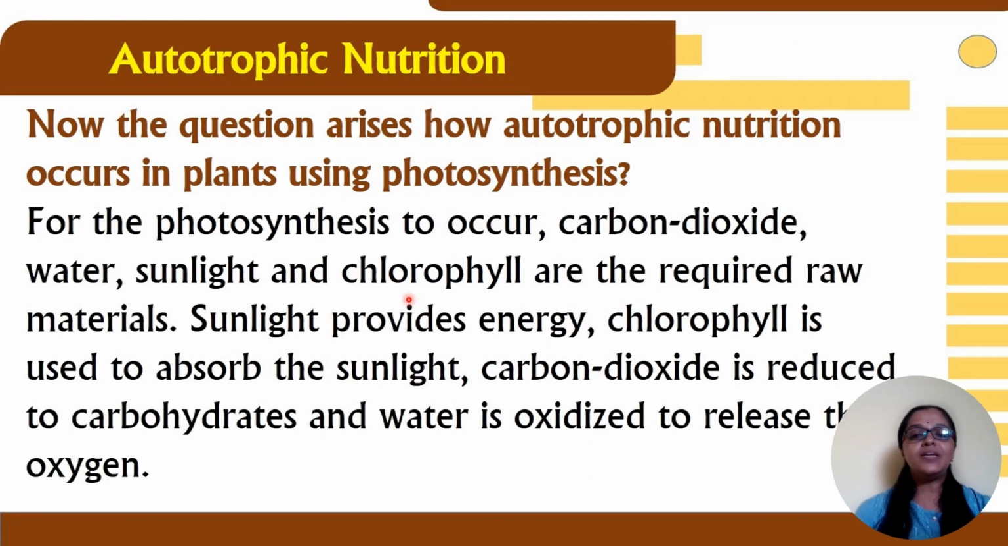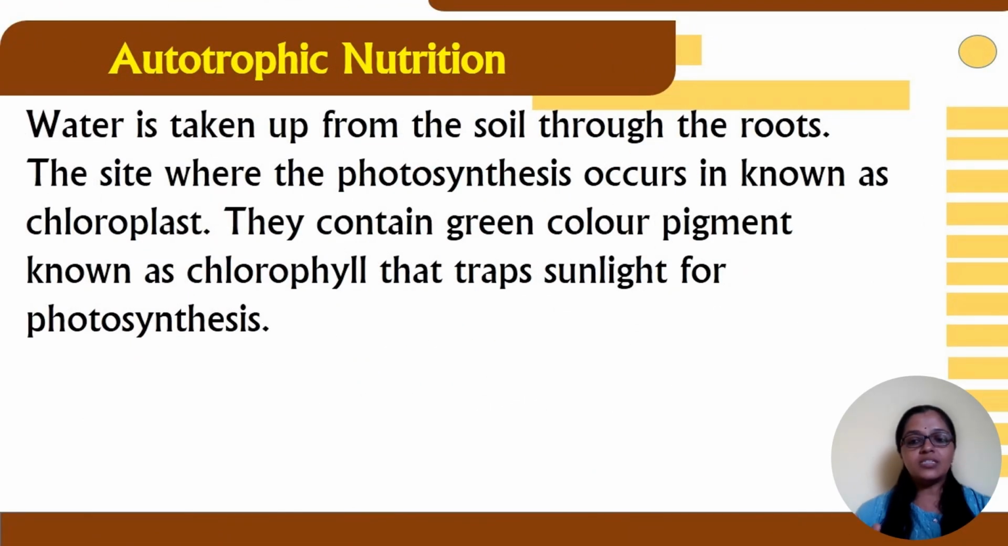Now, the question arises: how does autotrophic nutrition occur in plants using photosynthesis? For this, carbon dioxide, sunlight, and water are the raw materials. The sunlight provides energy. The chlorophyll absorbs the sunlight. Carbon dioxide is reduced to carbohydrate, and finally water is oxidized to release oxygen. The last step is important. Water is oxidized to release oxygen.